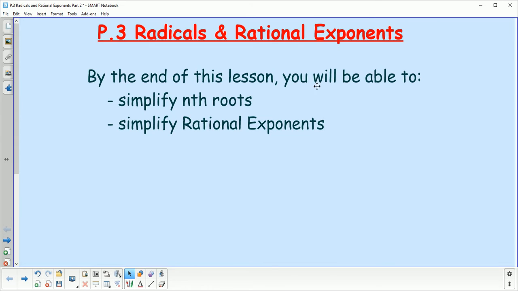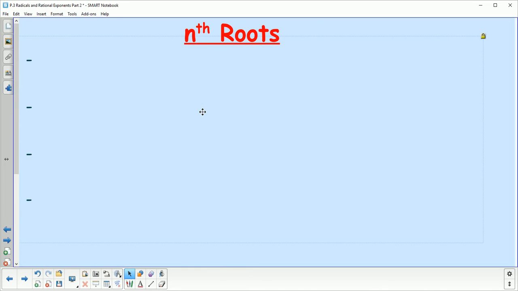Alright, pre-calc, this is P.3, and actually I should have here, this is part 2. So we're going to look at the rational exponents of section 3 now from the prerequisite chapter. So we're going to talk about simplifying the nth roots and then what a rational exponent means. Again, prerequisite, so it's going to be all a review of stuff you guys have all seen before.